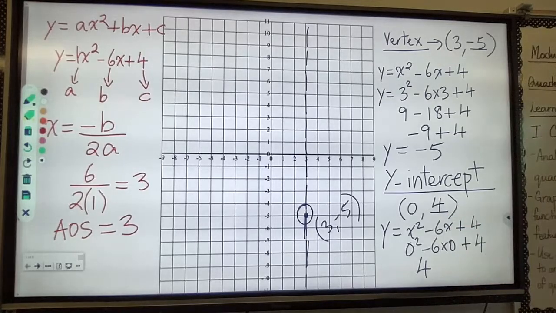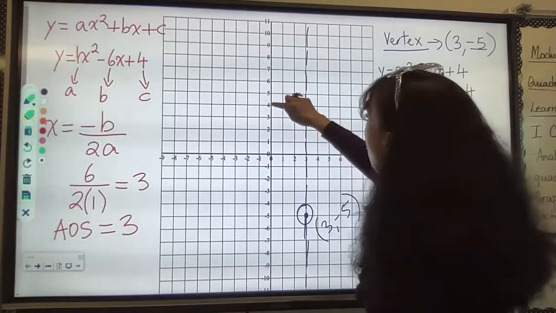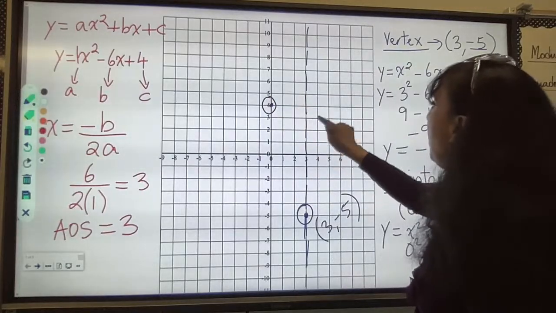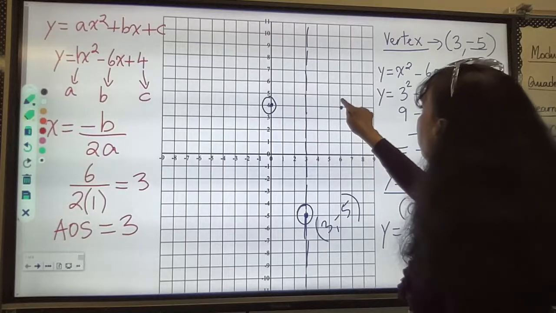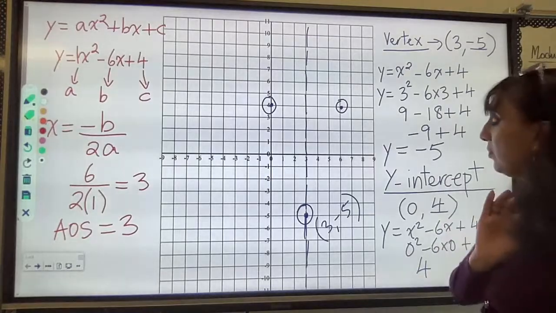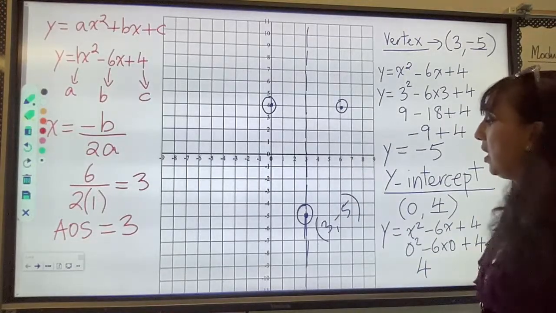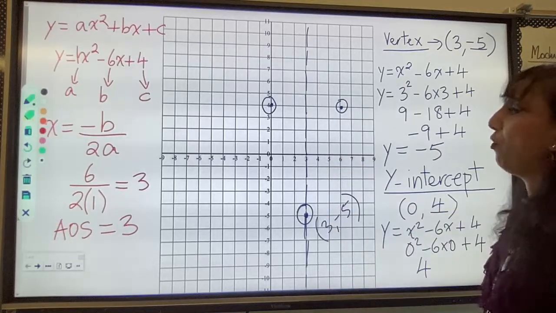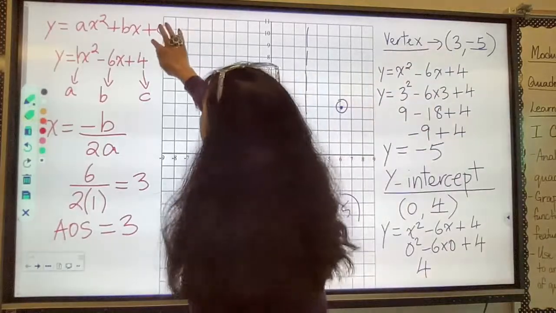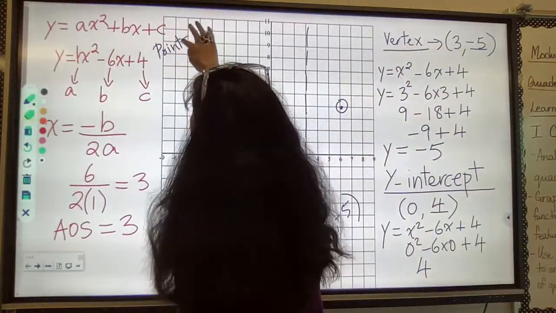That means the graph is going to be cutting or intersecting the y-axis at 4. Okay, so that means (0, 4) over here. And if I have this, and this is 1, 2, 3 away, I'm going to do the same thing here, 1, 2, 3 away. Okay, and so I always like to work with a number to the right. So I'm going to go ahead and choose 4. So I'm going to plug in a value for x to find more points on the graph.